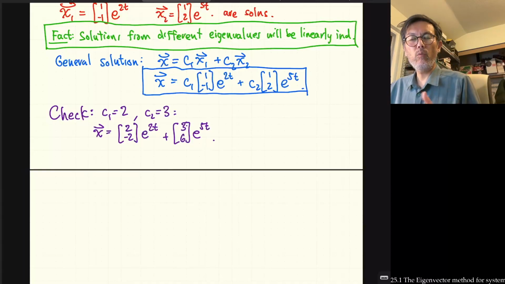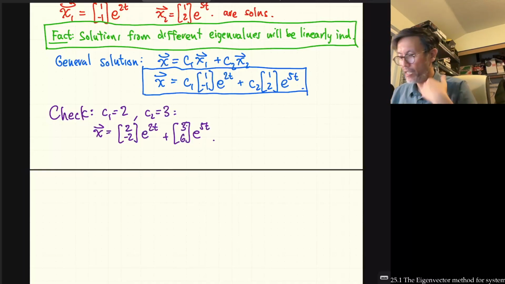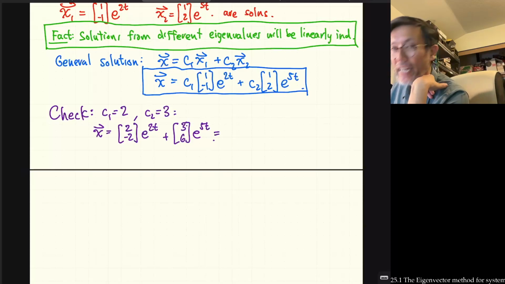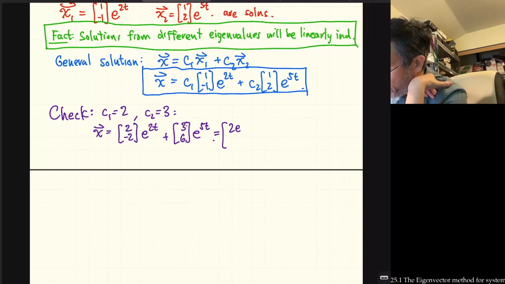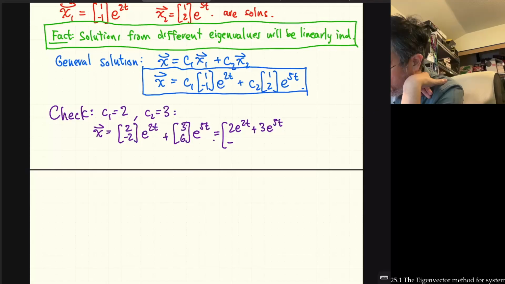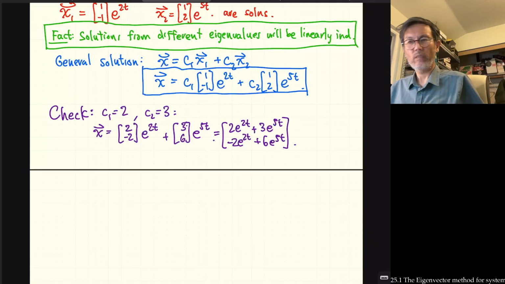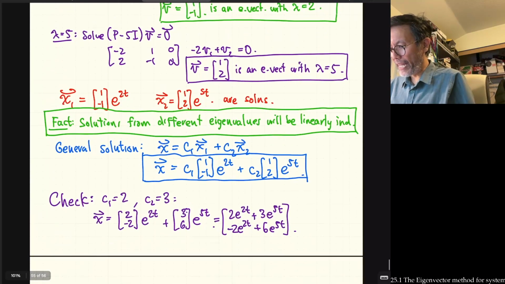Now, what I can do is write this as a single vector, right? I can write this as a single vector by adding the first components of the vector together. And I get 2e to the 2t plus 3e to the 5t, and then adding the second components together, I get negative 2e to the 2t plus 6e to the 5t. Do you believe? Okay. So that's my x.